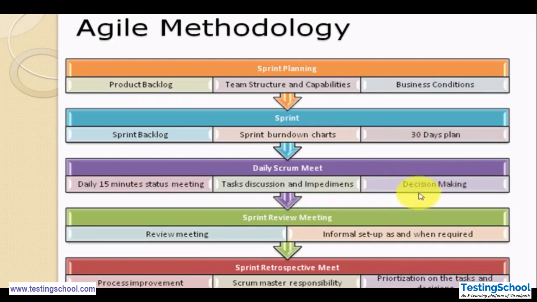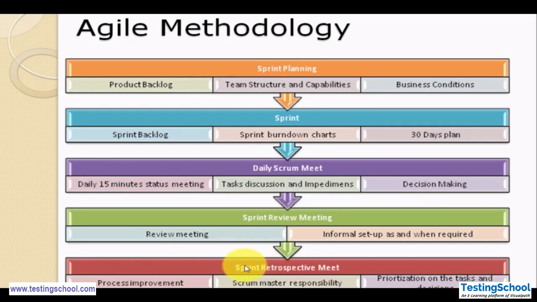Then we have decision making. Decision making is nothing but our managers deciding who will do what. And then we have a sprint review meeting. That is a review meeting of the tasks for a particular sprint, and then an informal setup as and when required. If we need any meeting for the particular sprint, then we can conduct it. That is why it is mentioned that only if and when it is required, you can take this meeting.